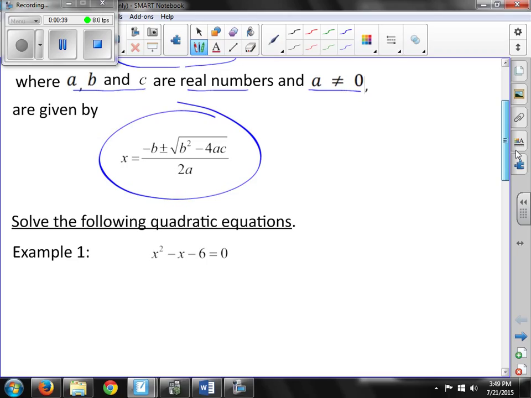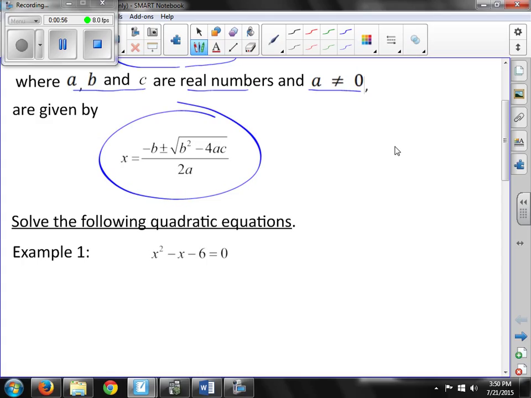Now, we have a little song that we sing in Conway to help us remember that quadratic formula. I don't know if you've heard this or not, but probably not. It goes to the tune of Pop Goes the Weasel.